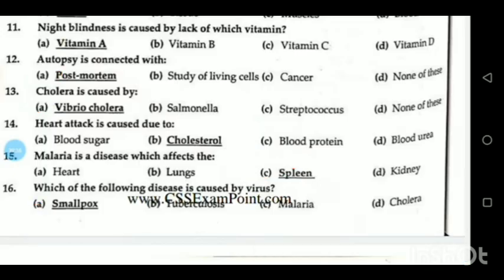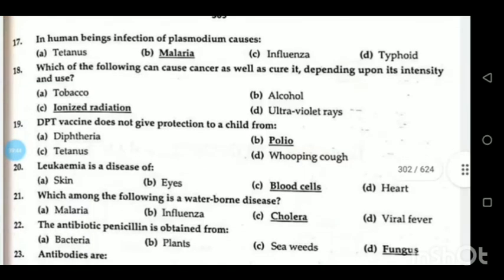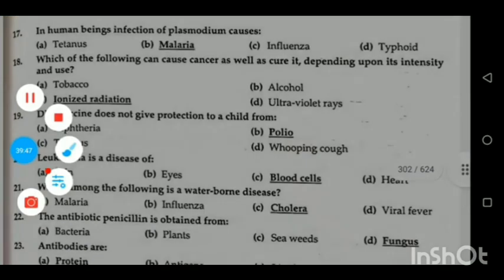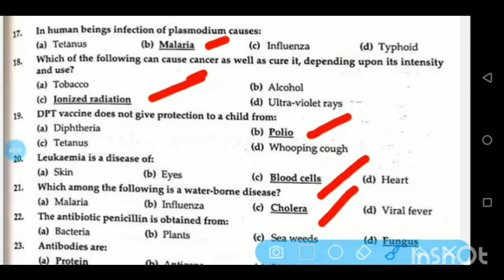Which of the following disease is caused by virus? Smallpox. In human beings, infection of Plasmodium causes malaria. Which of the following can cause cancer as well as cure it depending upon its intensity and use? Ionized radiation. DPT vaccine does not give protection to a child from polio. Leukemia is a disease of blood cells. Which among the following is a waterborne disease? Cholera.